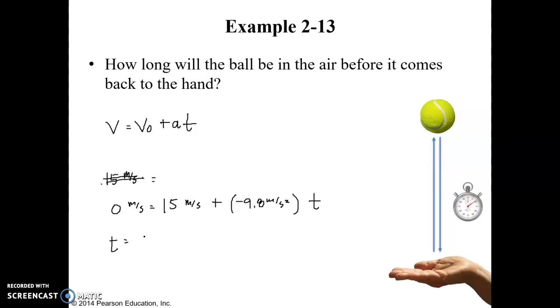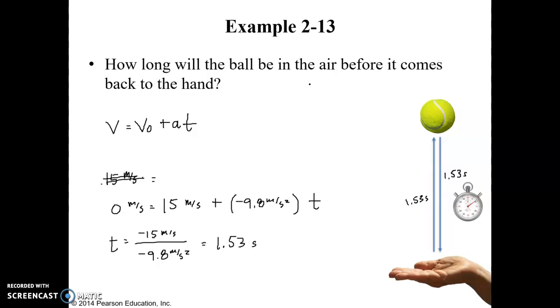So our time is going to be equal to negative 15 meters per second divided by negative 9.8 meters per second squared. So that's equal to 1.53 seconds. Now what we have to keep in mind is that 1.53 seconds is just the amount of time it takes to get from the hand to the highest point, and then it will take an additional 1.53 seconds to come back down to the hand. And that's what the question is asking for.